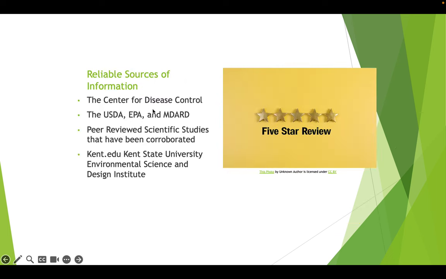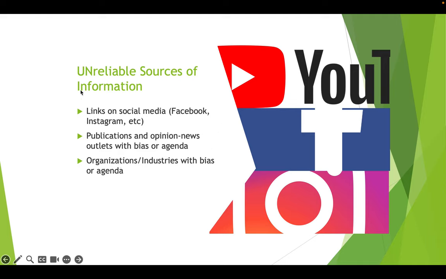So some reliable sources of information are places like the Center for Disease Control, the USDA, EPA, and Michigan Department of Agriculture and Rural Development. Peer-reviewed scientific studies that have been corroborated, and something like kent.edu, the Kent State University Environmental Science and Design Institute, something that's a reputable web source. Unreliable sources of information would be links that show up on your social media feeds, publications and opinion news outlets with bias or agenda, and organizations or industries with bias and agenda, right? These are unreliable sources of information.